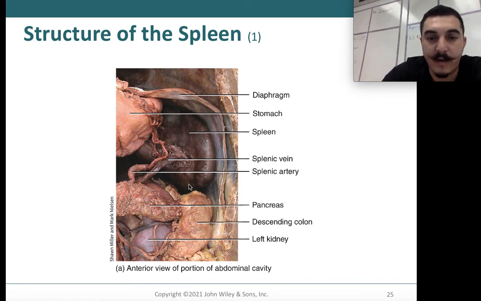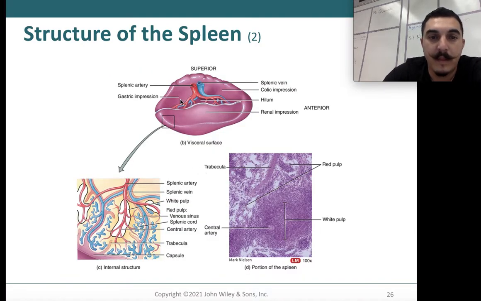So here's kind of like an anatomy of our spleen. As you can see here in the middle, here's our stomach, the descending colon, the pancreas, splenic artery over here, splenic vein. See how it's a little darker, a little lighter. So that's why we color it blue. Okay. So splenic artery, splenic vein.